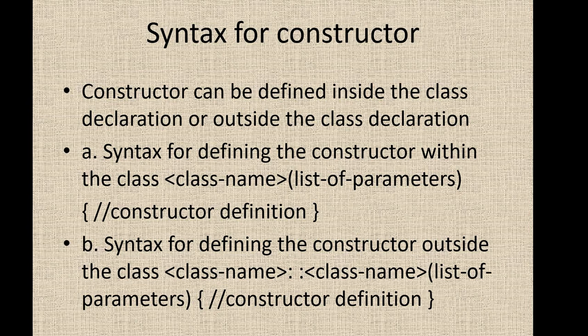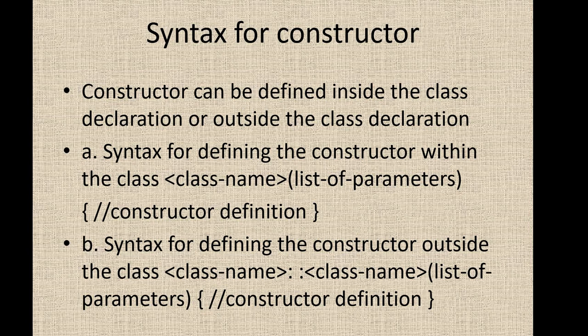Now, how to write the syntax for the constructor? There are two different methods of writing a constructor in a class. We can define the constructor method either inside the class, or it can be defined outside the class. But anyway, it has to be declared inside the class. The first type of syntax is the class name along with the parameter list, then the definition of the constructor. This is the normal or typical syntax for a constructor.